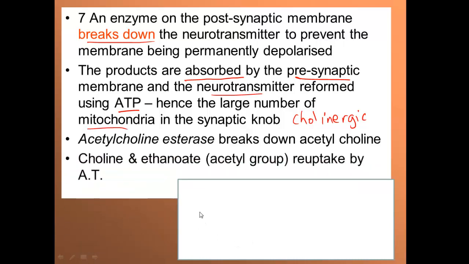And just simply going on, here we have acetylcholine, which will get broken down to an acetyl group, which you will know as ethanoic acid or ethanoate, plus choline.